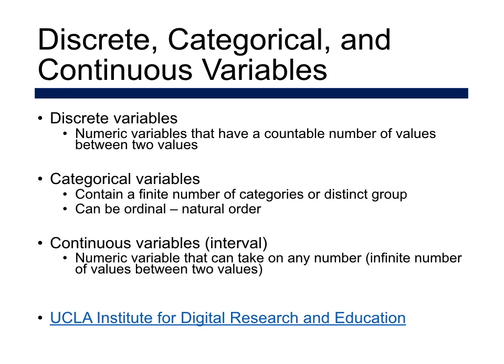Continuous variables are also called interval variables because they represent numeric values that can really take on any number. 1.23, 2.5, really be any number. They don't have to be whole numbers.